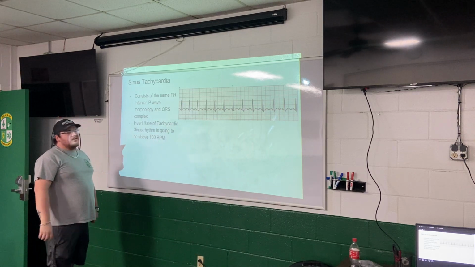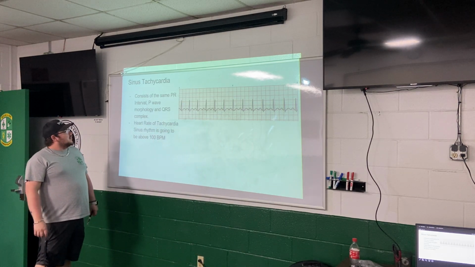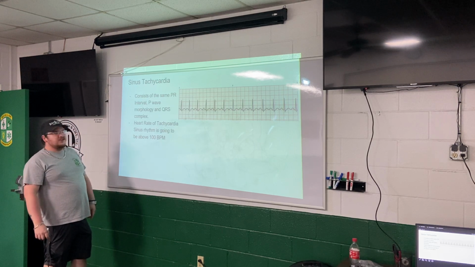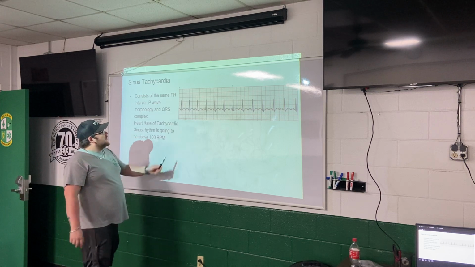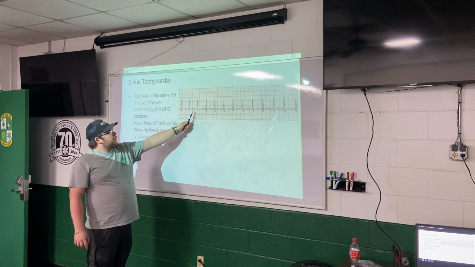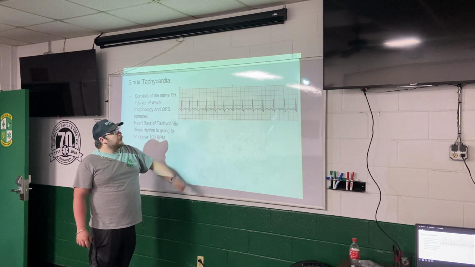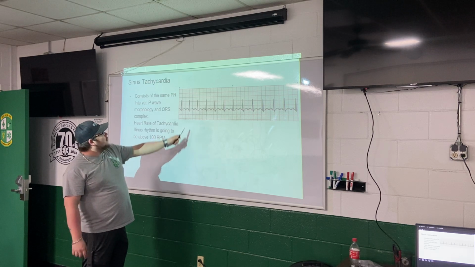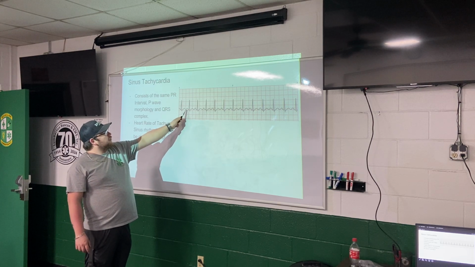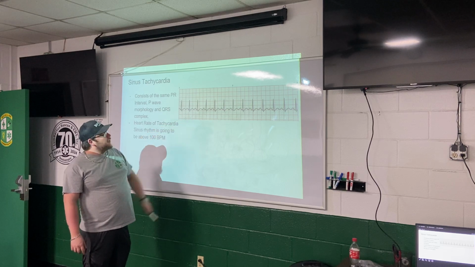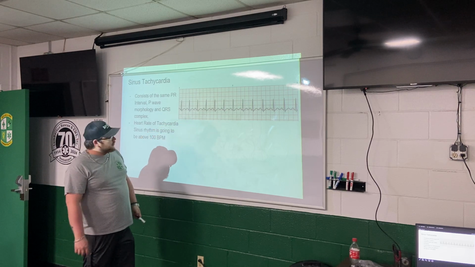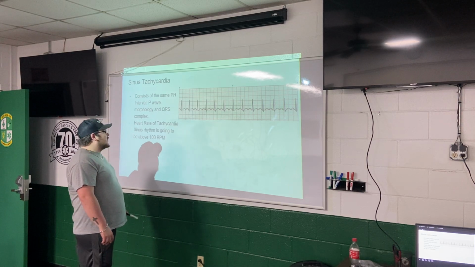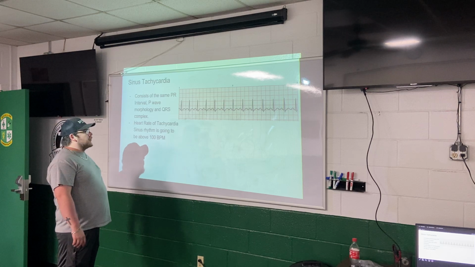Next up, we got sinus tachycardia. Sinus tachycardia consists, again, of the same PR interval, P-wave morphology, and QRS complexes. As you can see, you got a P-wave, QRS, P-wave, QRS, P-wave, QRS. Every P-wave has 4 boxes in between the start of the P-wave and the start of the QRS. So we're back at 0.16 for a PR interval. All of our QRSs are smaller than 3 small boxes. And the next difference is that this heart rate is going to be above 100.